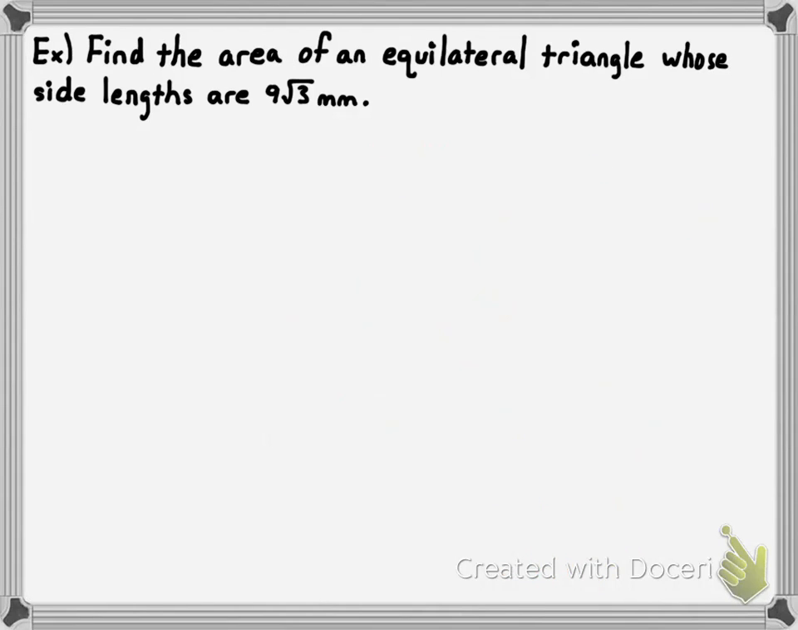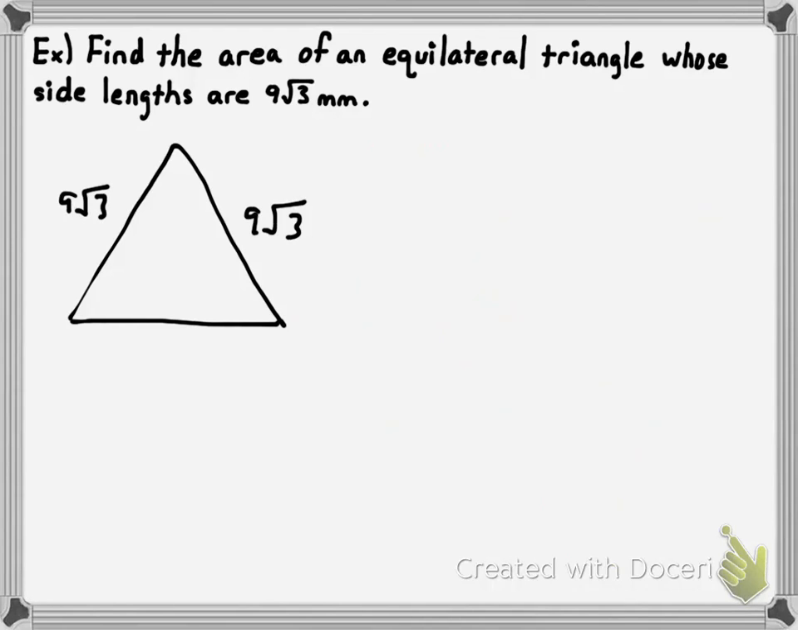Okay, a couple more problems involving those. Here I want you to find the area of an equilateral triangle whose side lengths are 9 square root of 3 millimeters. Now we've already talked about how you can take an equilateral triangle and divide it into 30-60-90 triangles, and that's going to be the basis of what I'm going to do right here. Let's go ahead and draw our equilateral triangle. And the sides are 9 square root of 3. So I got 9 square root of 3, 9 square root of 3, 9 square root of 3 right there.